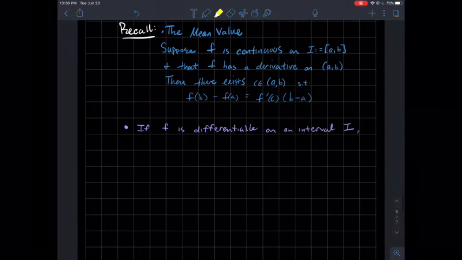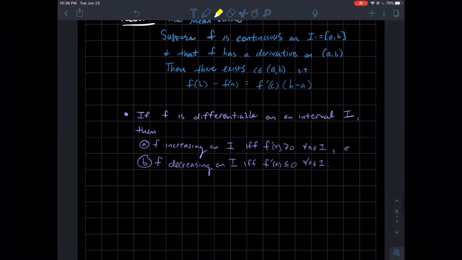So the next thing I want to use it for is to show the following. Let's say I've got a differentiable function f on this interval I. Again, all that means is f prime of x makes sense as long as x is in this interval. Then there's a few things I could say. I could say that f is increasing on that interval if and only if the derivative is bigger than or equal to 0. And I could say that f is decreasing if and only if the derivative is less than or equal to 0. By the way, when I say increasing, I don't mean strictly increasing. That's different. So that's why it's okay if this derivative is actually equal to 0.